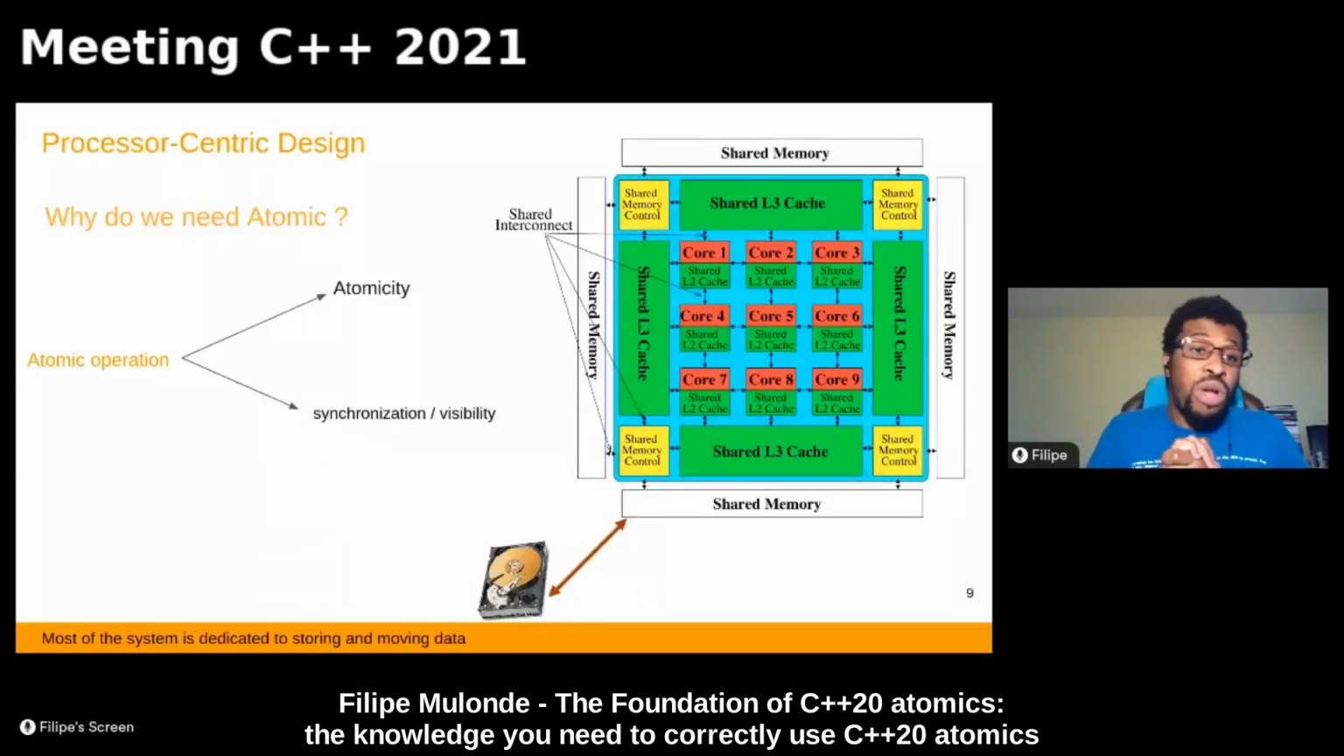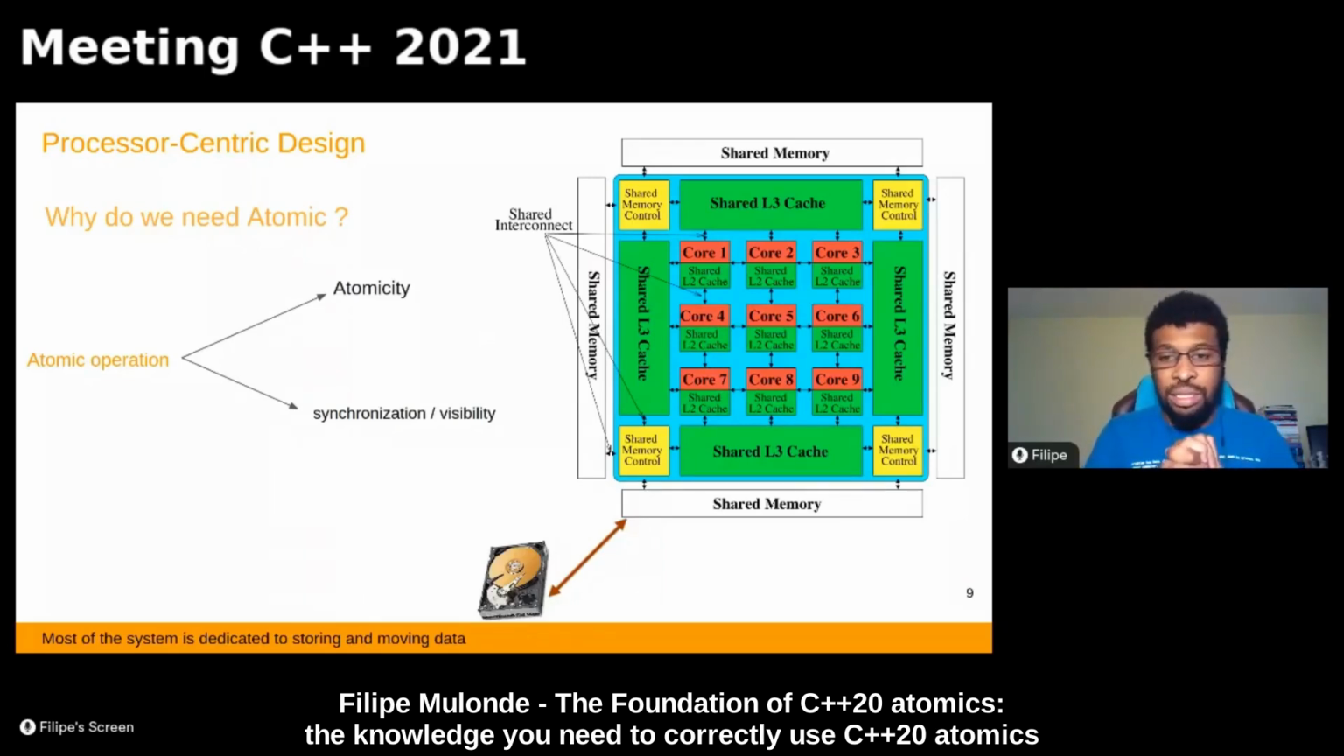So here we have a processor-centric design. And in this processor-centric design, we have a network of cores that are connected by a shared interconnect. And these cores are sharing memory. So the question is, why do we need atomics? And the answer is, we need atomic operation for 2 reasons.